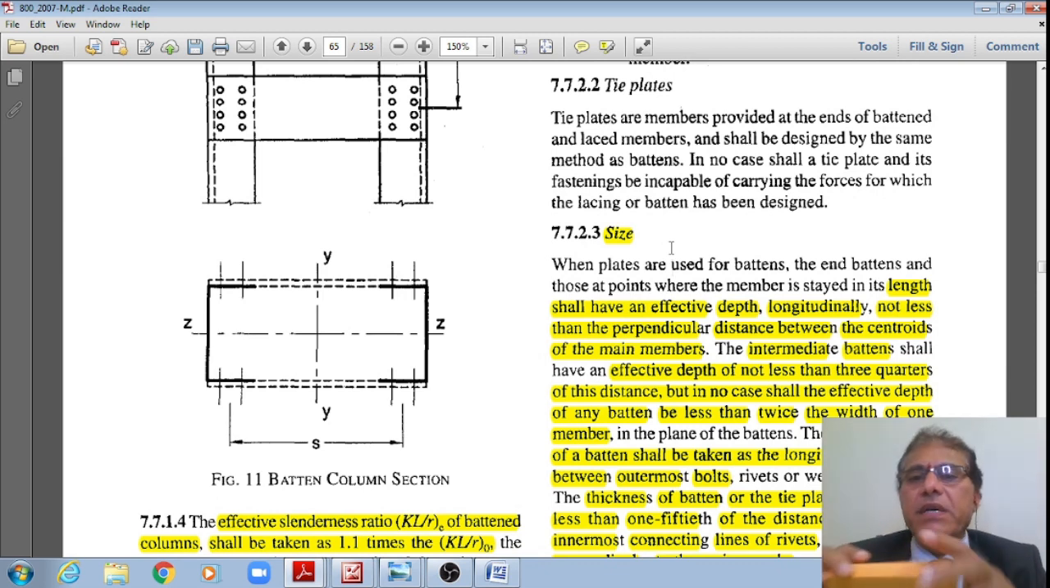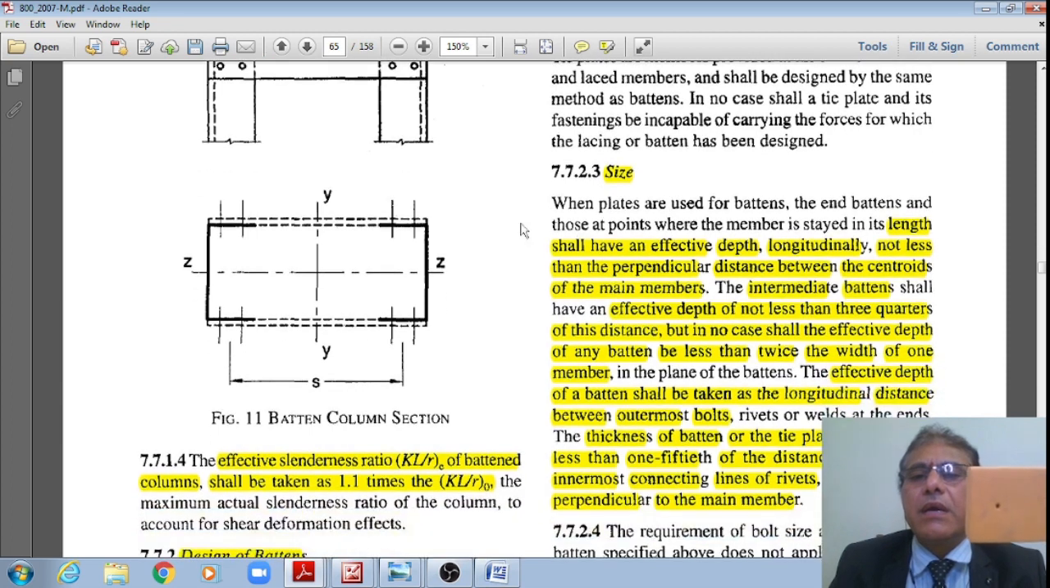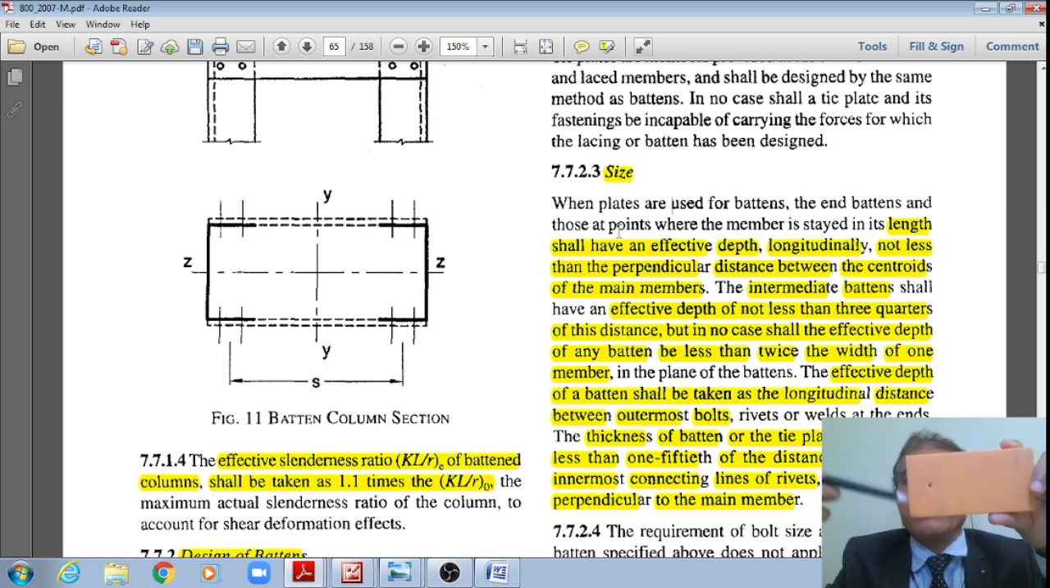Now the next one, the codal specification on the size. What should be the size? The code says that when plates are used for battens, the end battens and those at points where the member is stayed in its length shall have an effective depth, longitudinally, not less than the perpendicular distance between the centroids of the main members.